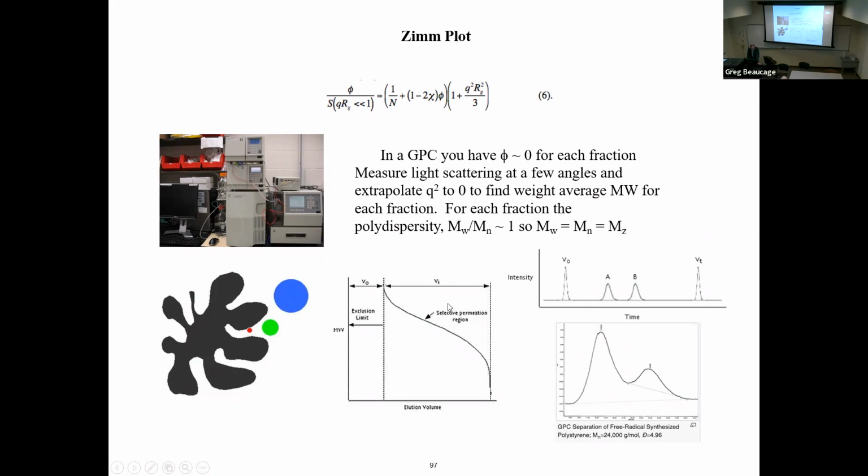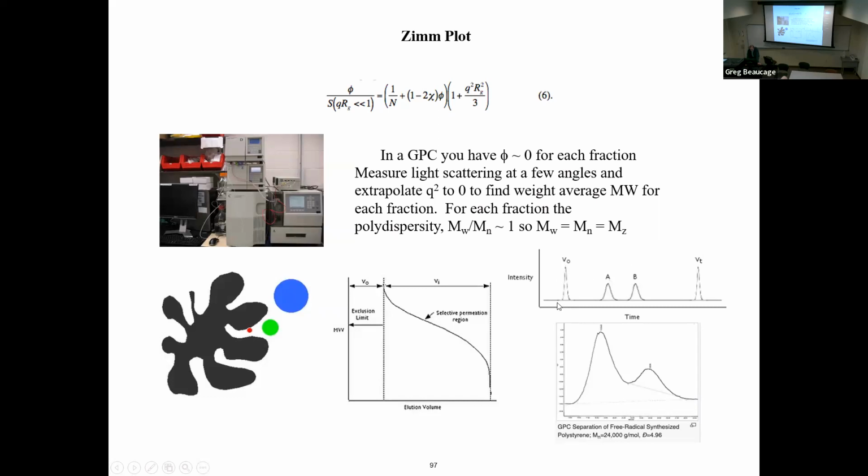So you inject at a certain time, and then you have some detector, like an IR detector, that says, oh, there's something there. It spikes whenever the big thing comes through, and then spikes when the little thing comes through. And that intensity is proportional to the amount. So you can plot the amount versus time, and the A peak would be big and B would be small. That's the idea. And the solvent's the smallest thing. It comes out at the end, and then there's some tracer thing at the beginning, I guess. I don't know what V naught is.